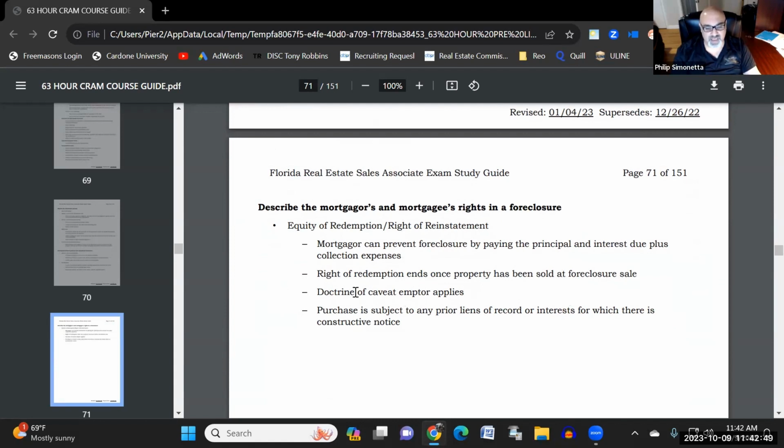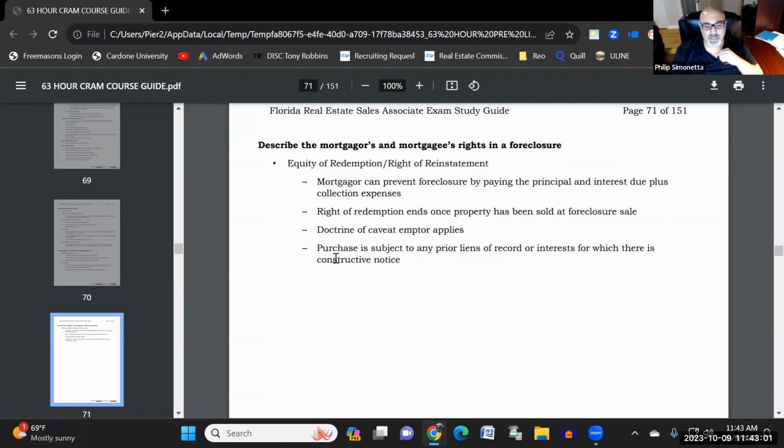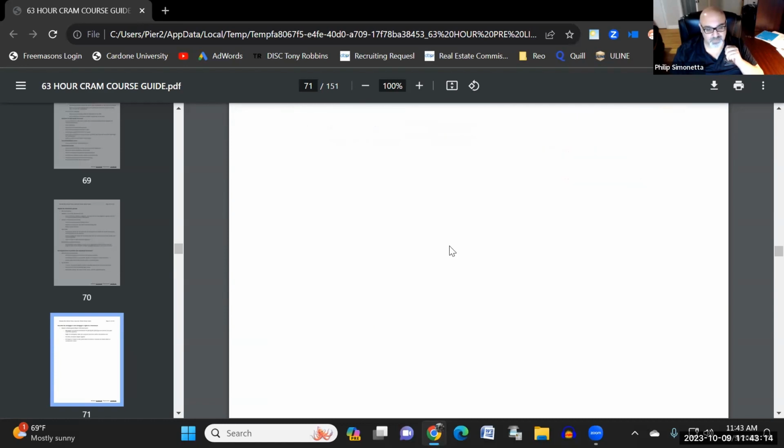The doctrine of caveat emptor applies. So when you buy it at the sale, if there's any liens and judgments, you assume them. You've got to do your own research when you're buying these, right? You can get stuck really bad. And the purchase is subject to any prior liens of record or interest for which there is constructive notice. Okay. So if there's any liens, you're now responsible.